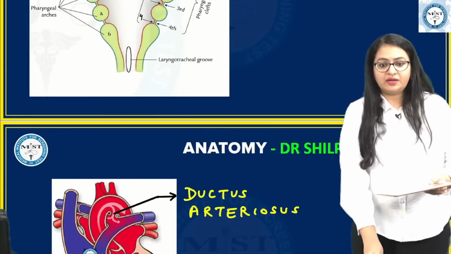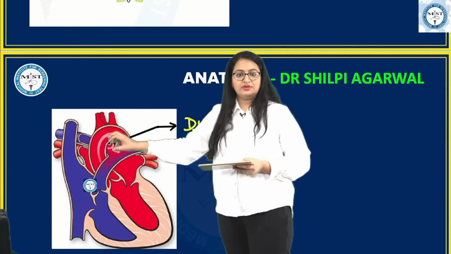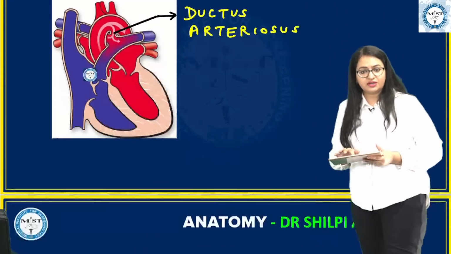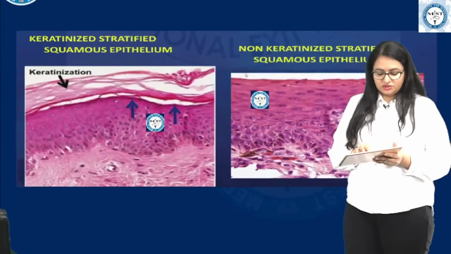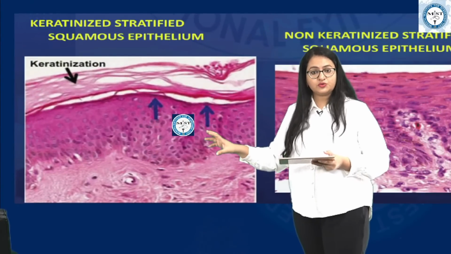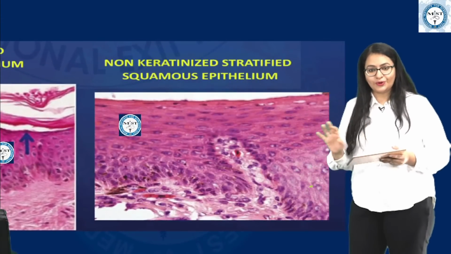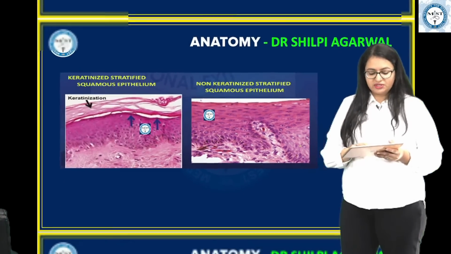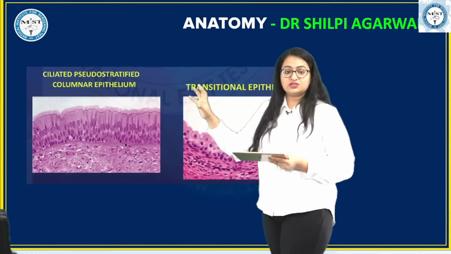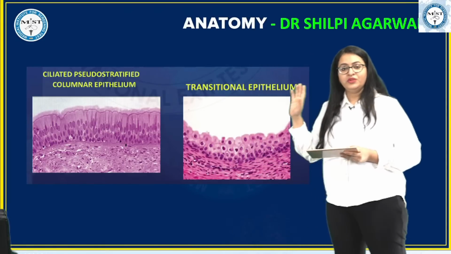Now another image: this communication between the pulmonary trunk and the aorta, you should be able to tell, is the ductus arteriosus. In histological images, you should be able to tell this is keratinized stratified squamous epithelium. This is the keratin layer, and this is non-keratinized. So whenever you see the image, you should be able to differentiate it. Similarly, you should know this histological image for ciliated pseudostratified columnar epithelium, and this is what?